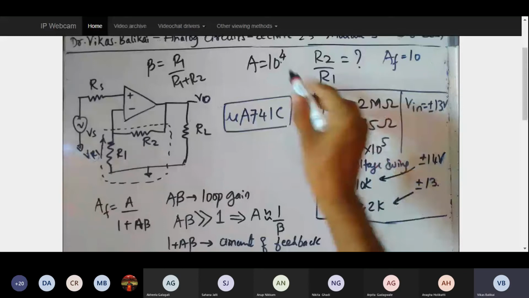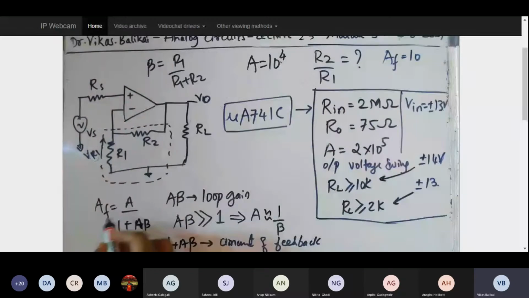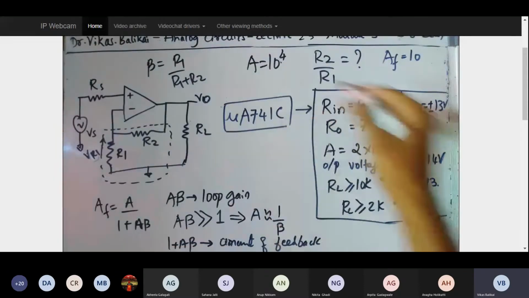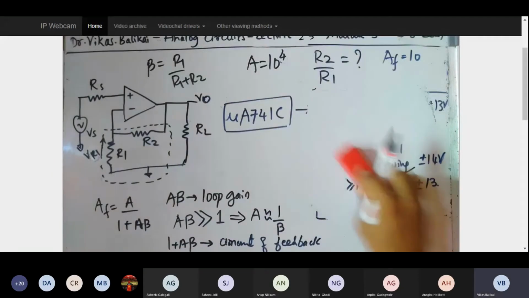AF keeps on changing. AF equation is AF is equal to A divided by 1 plus A beta. So depending on my A and beta, AF keeps on changing. It is not constant. But open loop gain for MU-A741C will be 2 into 10 raised to 5 if he has not given. Fine.